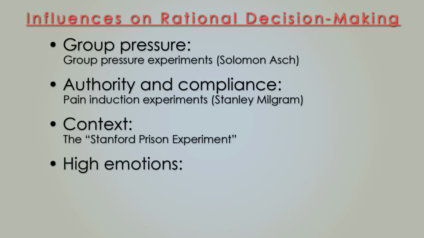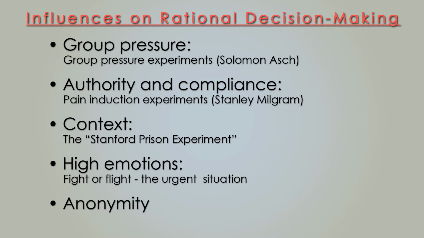High emotions affect people making irrational choices. In times of high emotion, instead of the frontal cortex being engaged, the brainstem becomes engaged, and there's a sense of urgency, and fight and flight dominate the situation. Anonymity can affect whether or not people make rational choices.